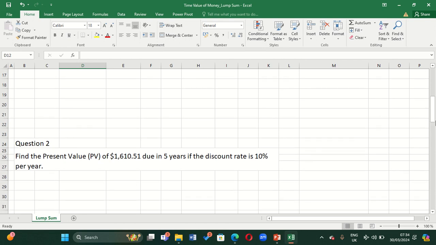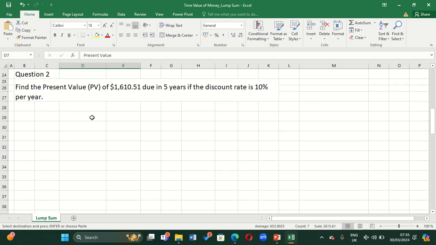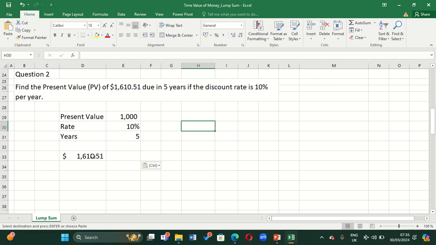Now we have another question which says we should find the present value. So what I will do is copy this and put it here. In this case we have the future value to be 1610.51. So this I have to bring out. So now the rate is 10 and the years is 5. But in this case we are looking at the present value.